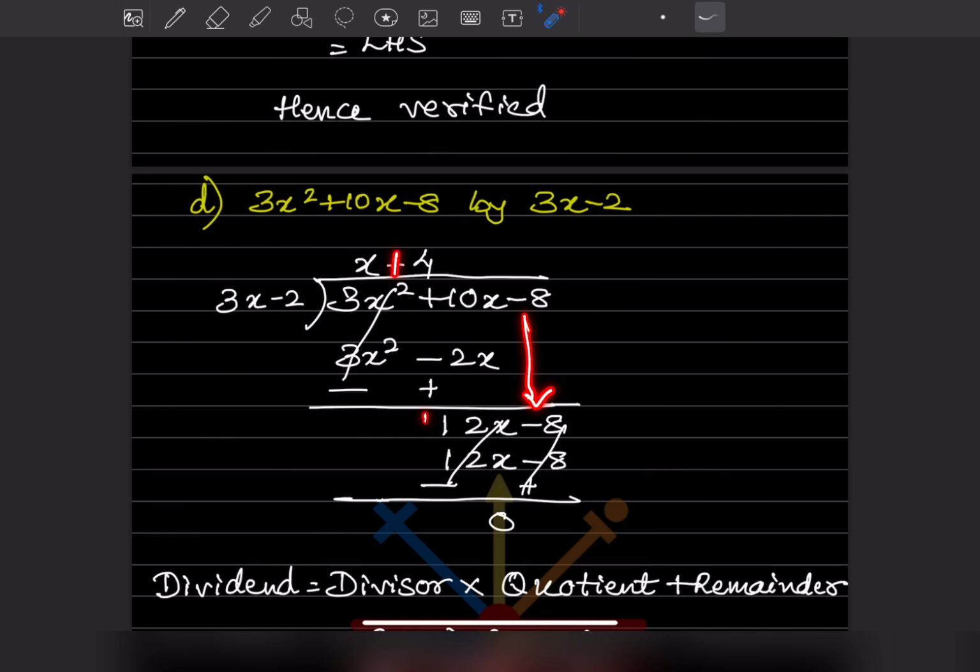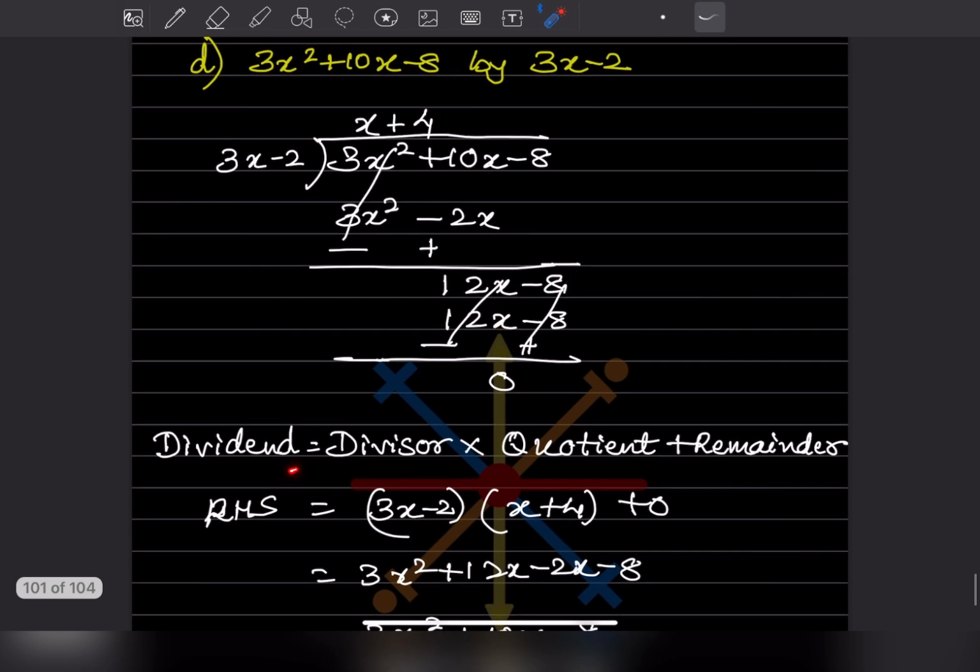So now this is plus. So you will take here plus. Now take this first term and this one. 12x and 3x. So this is going to be 4. So this is plus 4. So this into this is going to be plus 12x. And this into this is going to be minus 8. So plus becomes minus. Minus becomes plus. So this gets cancelled. So this gets cancelled. So answer is 0.